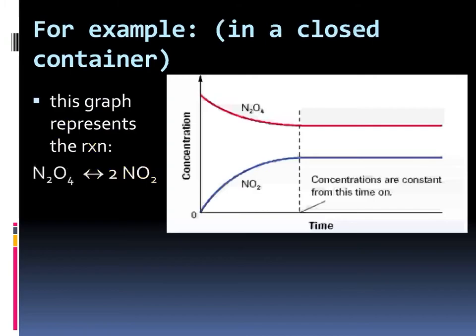This is a graph to represent what is occurring in a reaction. We have done concentration and time graphs before. If you look past the dotted line, it says concentrations are constant from this time on. That is where equilibrium is established.